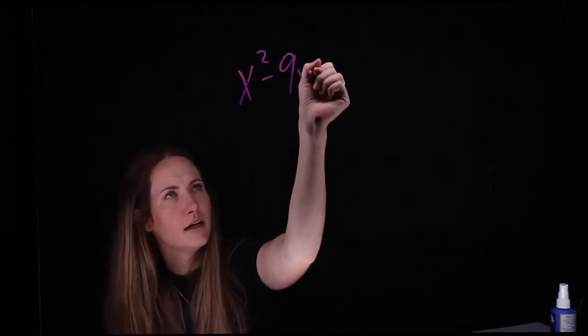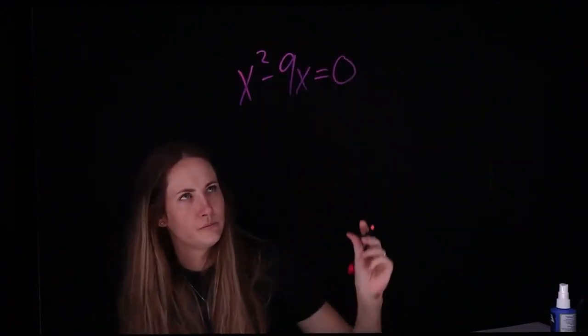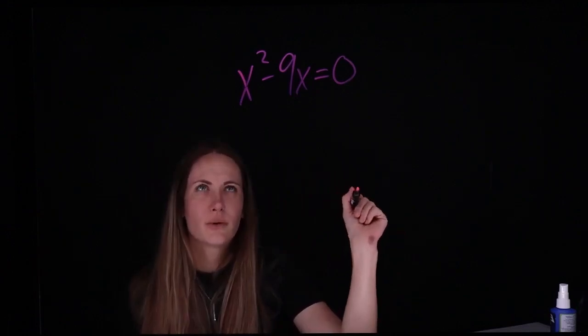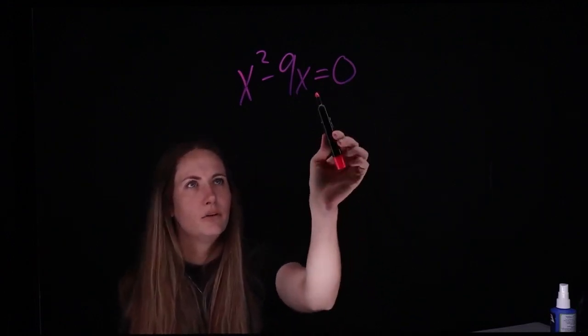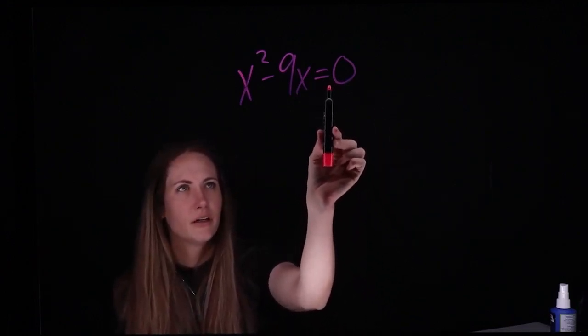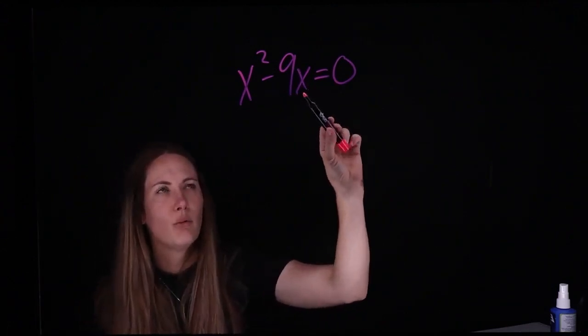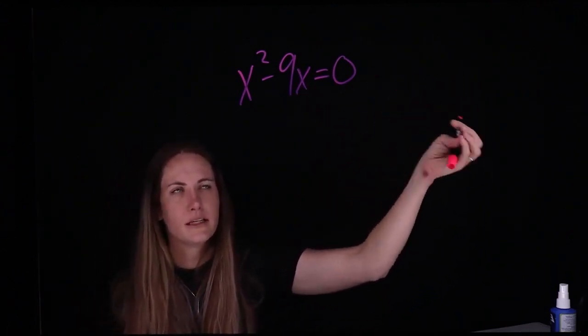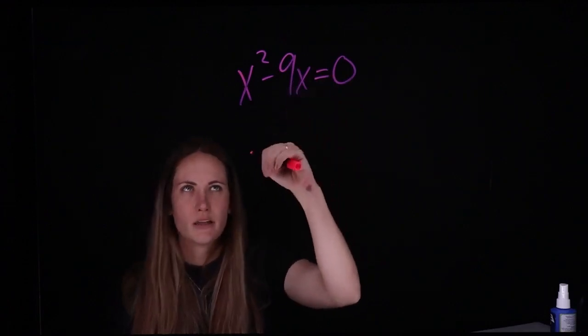Our next equation is x squared subtract 9x equals 0. This problem doesn't have a constant. Remember the ax squared plus bx plus c? We do not have just the c value here. So this one, when we factor it, we don't have to find the numbers that multiply to get c and that add or subtract to get the b value.